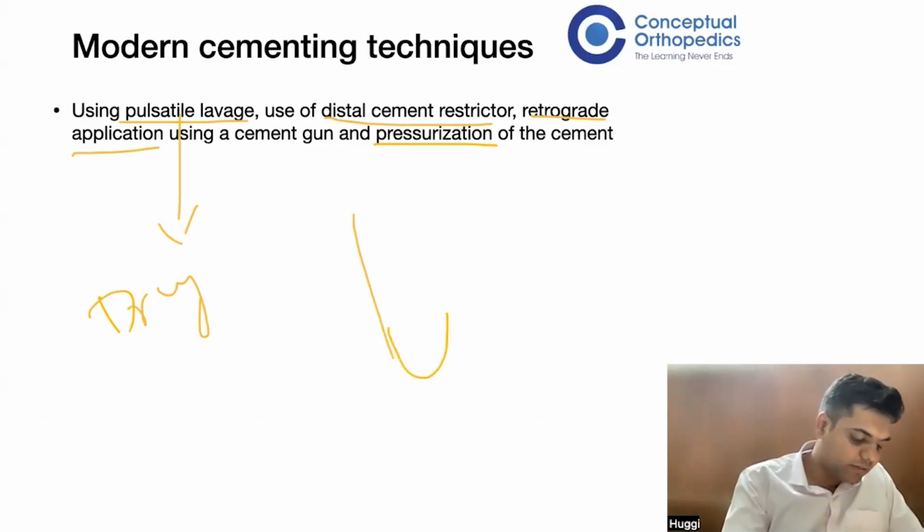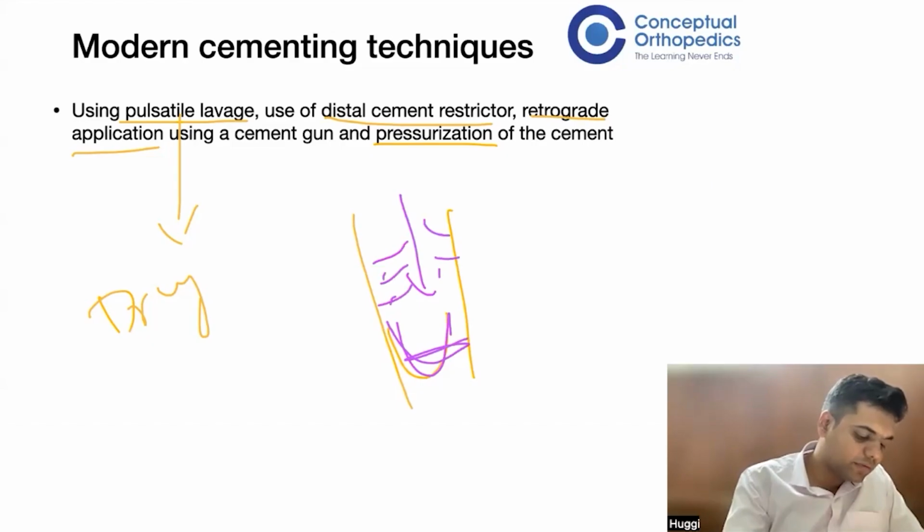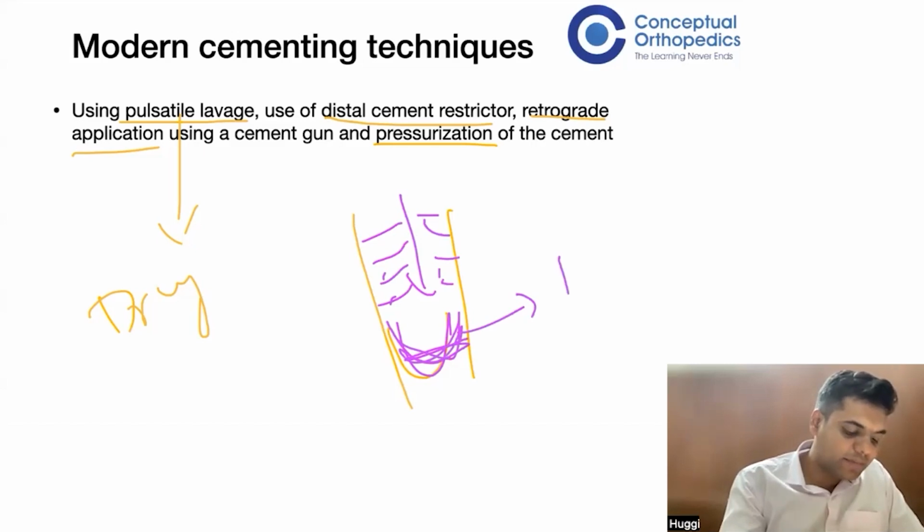Why? For example, this is your canal and you have put a cement restrictor so that the cement will stop here, and whatever extra cement there is goes into the cancellous bone. So what does the cement restrictor act like? It helps in pressurization of the cement.